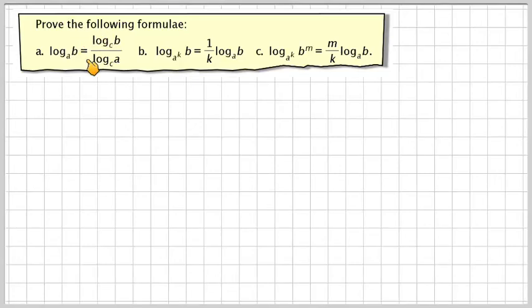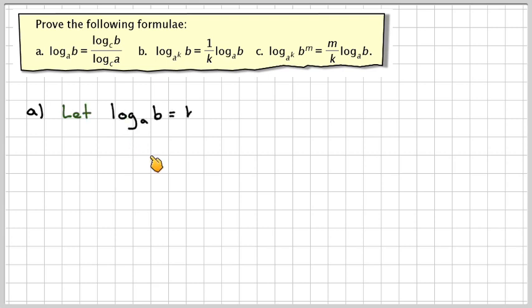Prove the following formula: log to the base a of b is equal to log to the base c of b over log to the base c of a. Here's an interesting one: log to the base a to the k of b is equal to 1 over k log to the base a of b, and log to the base a to the k of b to the m is m over k log to the base a of b. These last two I found on a Facebook post, and I will now show you how to prove them. Okay, the first one is known as the change of base rule.